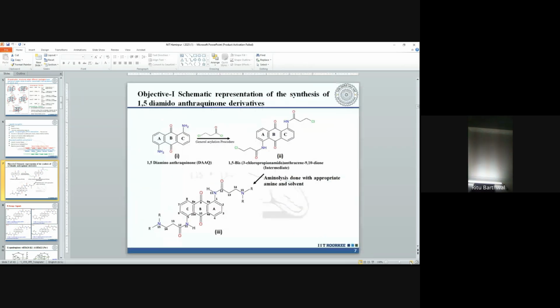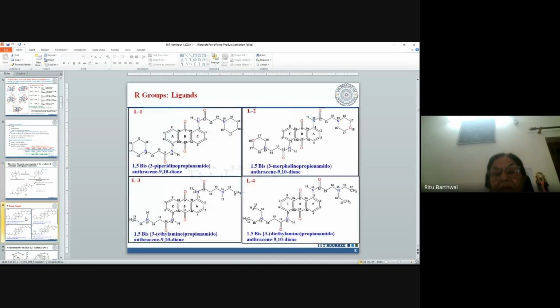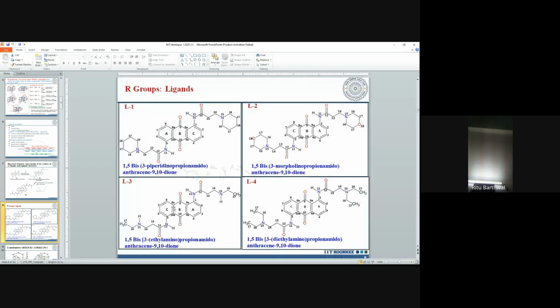Coming to slide number 8, this is exactly where I'm going to show you some of the results. So I told you the ligand, the only thing I've changed, all are in 1,5 position here. These ones particularly we have done, others also, and we do have in literature results of many other similar compounds. So the compound that I'm going to show you is 1,5 bis compound, and you can see it is piperidino propionamide. So this is piperidino group. Here it is morpholino group. Here it is diethyl group which I have added.